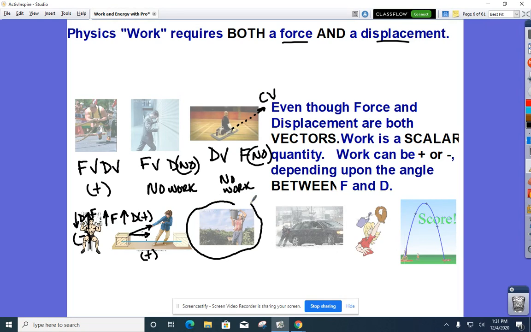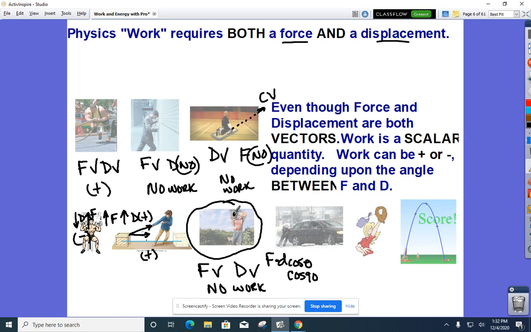This one's sort of tricky. This person's carrying things around the orchard. It looks like maybe a bushel of apples. Even though there is a force and there is a displacement, there's no work. And the reason for that is because that force has to be at least somewhat aligned with the displacement. So if I were to go F d cosine theta, what we would see is that the angle theta is 90 degrees.